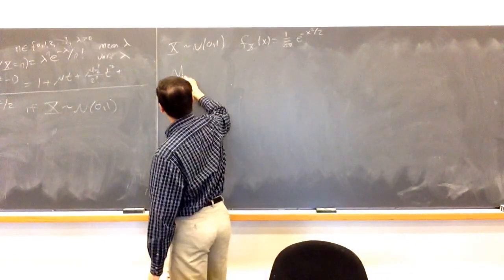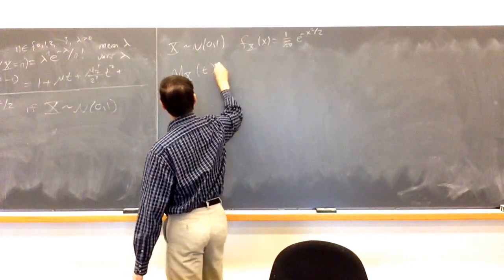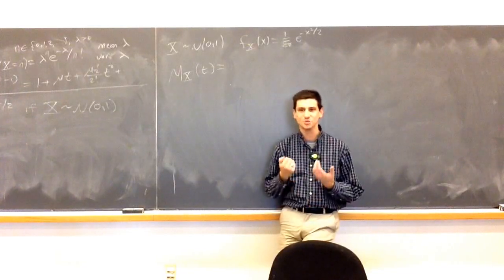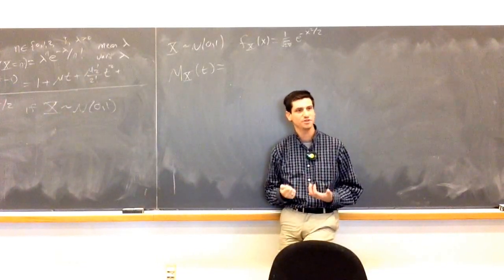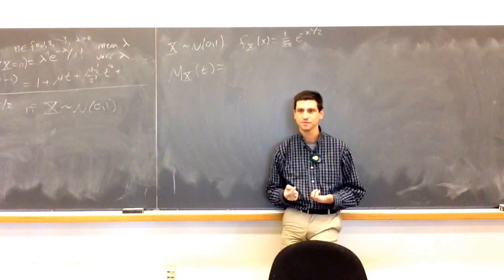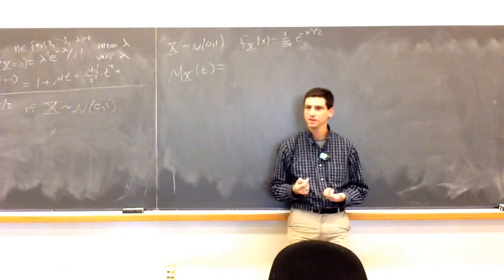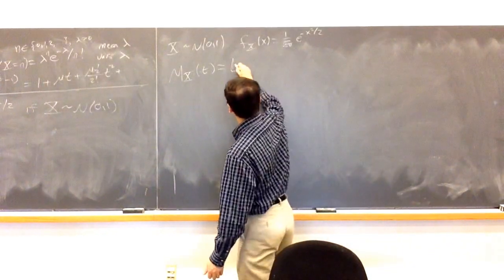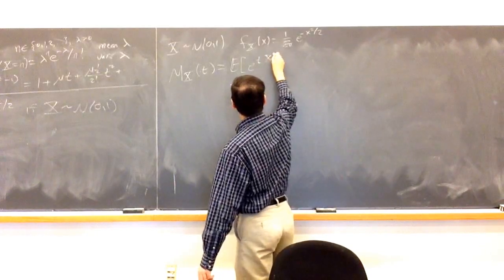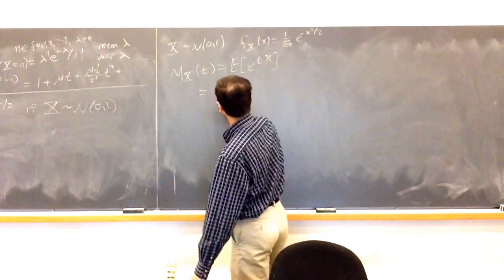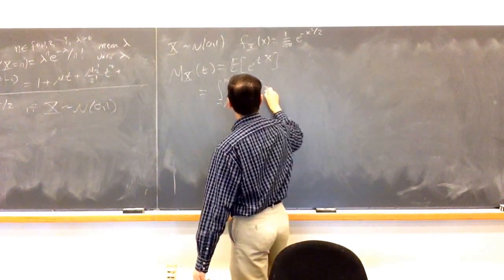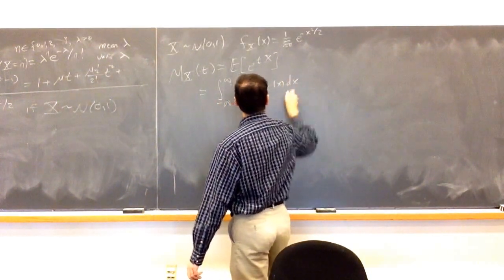Let's calculate the moment generating function. All of these proofs start the same way. Every proof involving the moment generating function goes back to the definition of the moment generating function. What's the definition of the moment generating function? Expected value of what? E to the tx, which is the integral from minus infinity to infinity of e to the tx f_X of x dx.